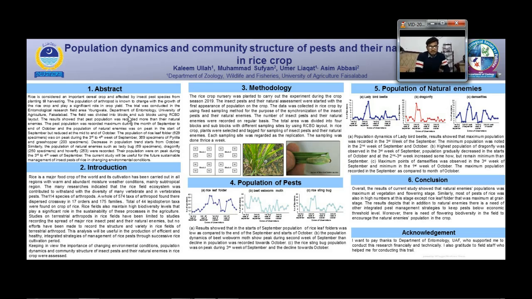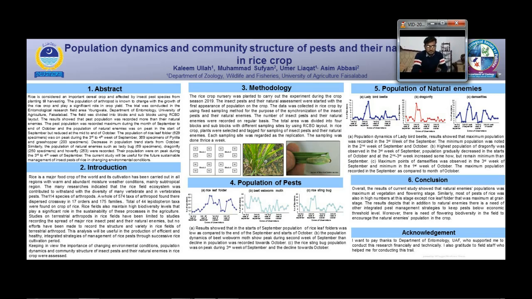The total area was divided into blocks and sub-blocks using RCBD layout. Plants were selected and tagged for sampling insect pests and natural enemies. Each sampling site was recorded as a replication. The sampling was done thrice a week.